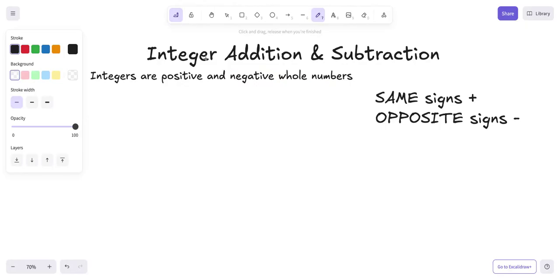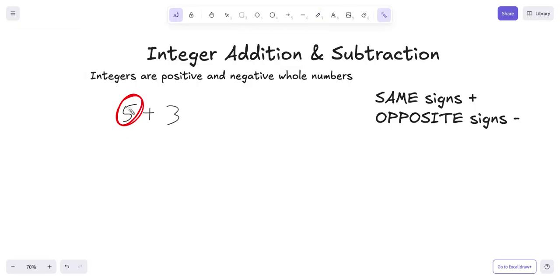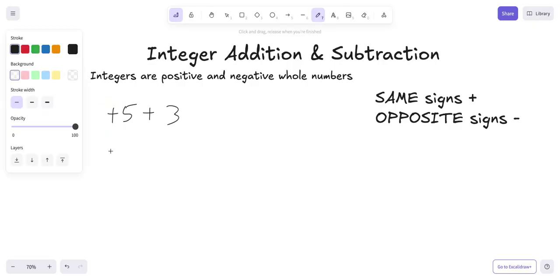So positive and negative whole numbers, let's start with, so usually there's only one sign. If I have a positive and a positive, like 5 plus 3, right? Now obviously we know this is 8 in our head, but I just want to focus on if a number doesn't have a sign in front of it, the sign is assumed to be positive. So really this is positive 5 and positive 3.